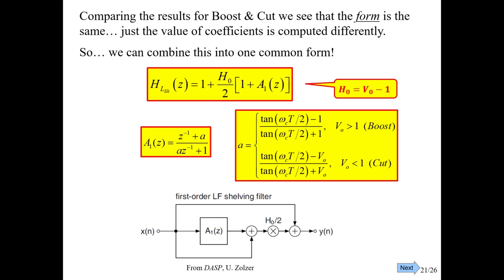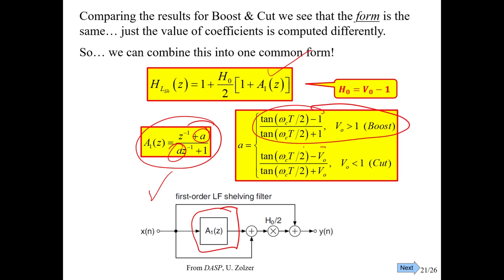It's just we compute the coefficients differently. So here's mathematically how we think about it, but really here's how we build it. We just have this A1 that we're implementing right here. And the coefficient that we use for alpha is computed this way for boost and this way for cut. And that's it. And so that's the beauty.